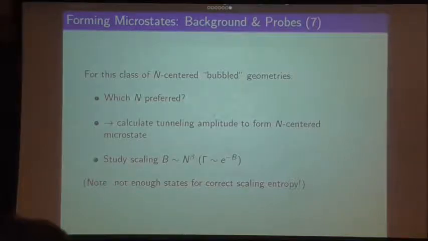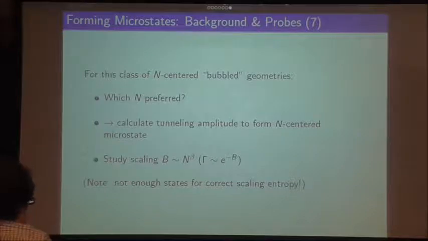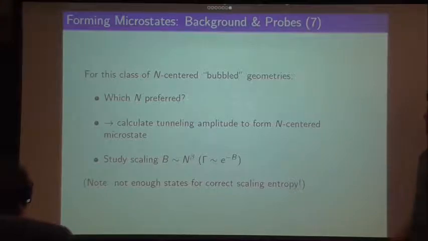Right. So for this particular class, one obvious question is, how many bubbles do we prefer to have? So if I'm giving you a collection of branes to start with, and I let it collapse into a black hole microstate, do I get 2 bubbles out of there? Do I get 3 bubbles? Do I get 100 bubbles? 1,000 bubbles?